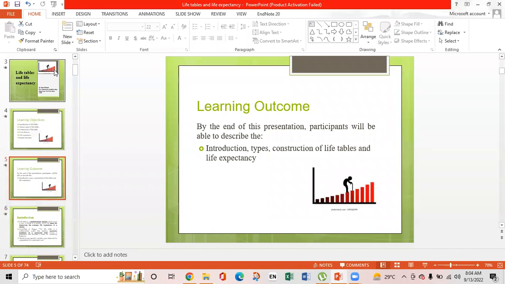At the end of this presentation, participants will be able to describe the introduction, types, and construction of life tables, and life expectancy.